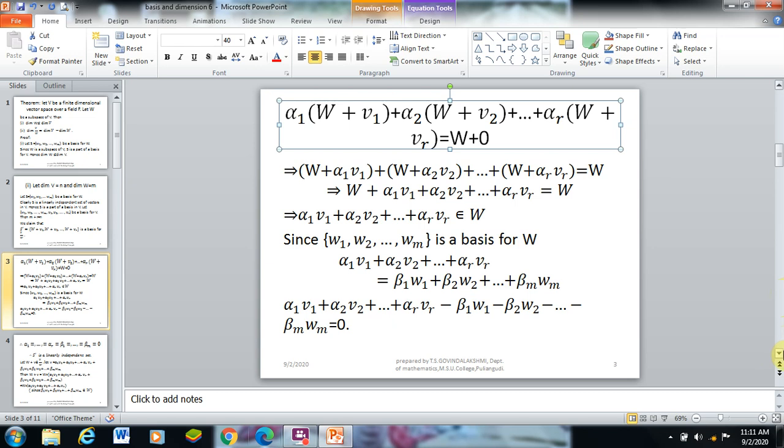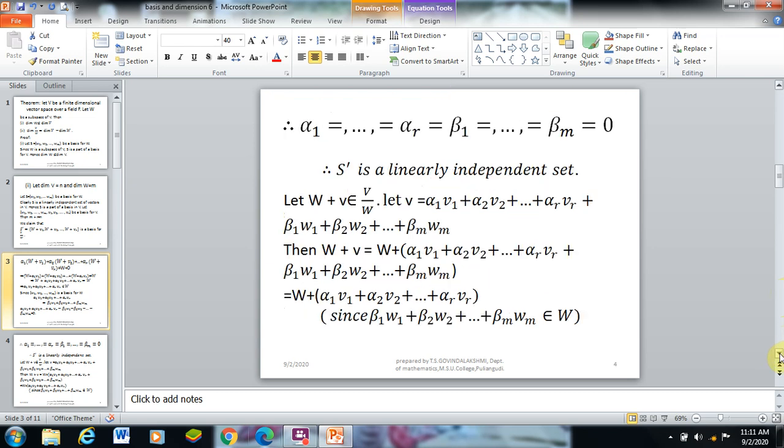Since this is a basis, the scalars alpha 1, alpha 2, etc., alpha r and beta 1, beta 2, etc., beta m are all equal to 0. So the scalars are all 0, so S dash is linearly independent. And let W plus v be in V by W.